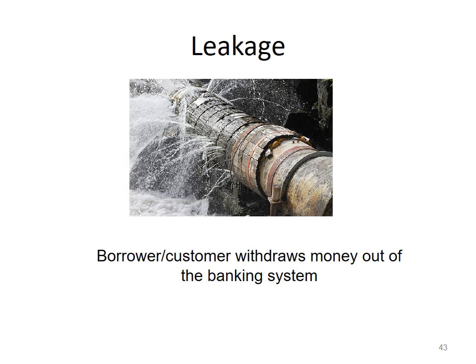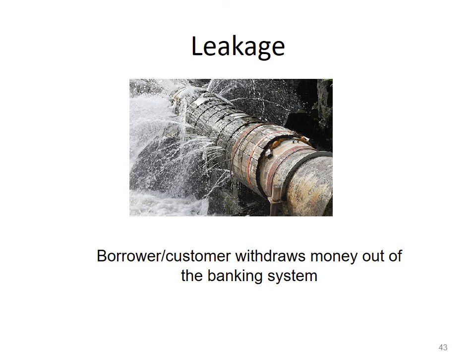Now, we talked about leakage earlier. What is leakage? A leakage is when a borrower or customer withdraws money out of the banking system. That means they don't want to set up a deposit, or they set up a deposit and then withdraw the money away. When there's a withdrawal from the banking system, or a new customer does not want to open a new account, this is what we call a leakage. A leakage can affect the total amount of new money created.